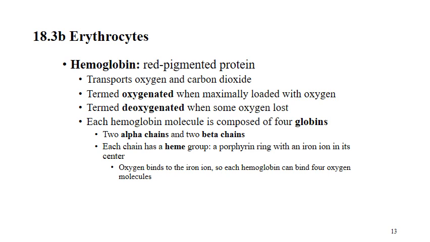So each hemoglobin molecule is composed of 4 globins. There are 2 alpha chains and 2 beta chains. Each chain has what's called a heme group on it, which is a porphyrin ring with an iron ion in its center. Oxygen is really attracted to iron, so it's going to bind to that iron ion so that each hemoglobin can bind 4 oxygen molecules.